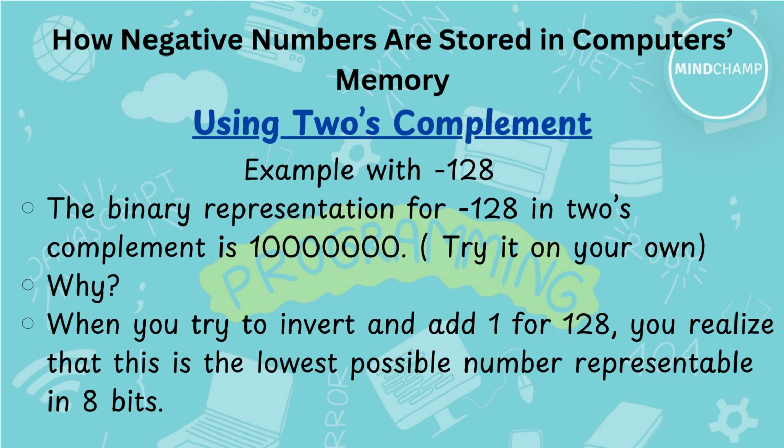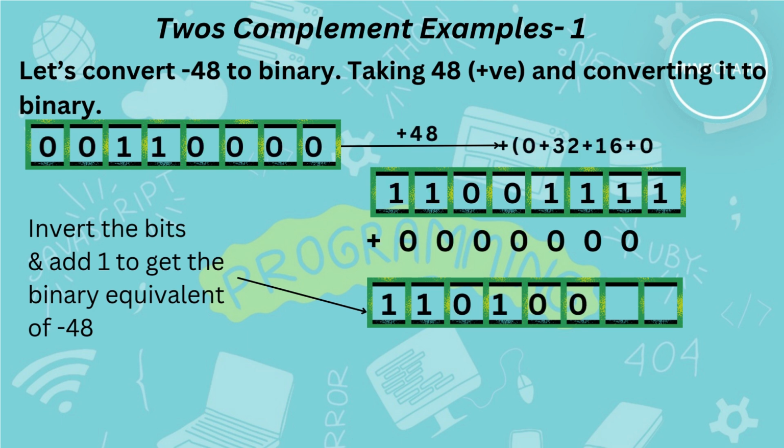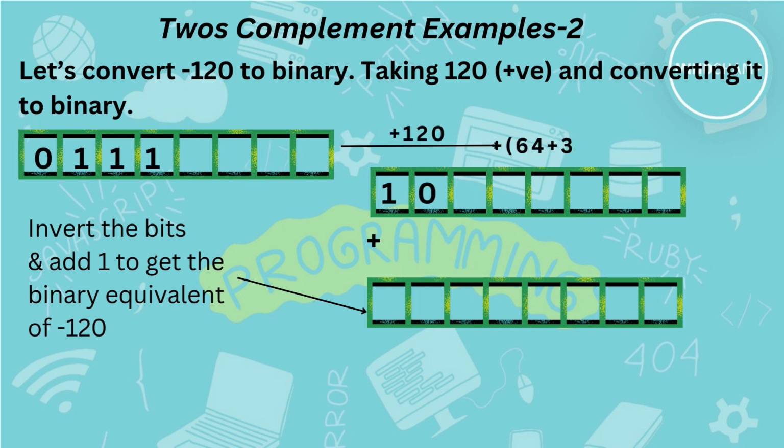Example with -128. The binary representation for -128 in 2's complement is 10000000. Try it on your own. Why? When you try to invert and add 1 for 128, you realize that this is the lowest possible number representable in 8 bits. Now you can pause the video to understand how 2's complement works for these few negative numbers. Example 1. Example 2.